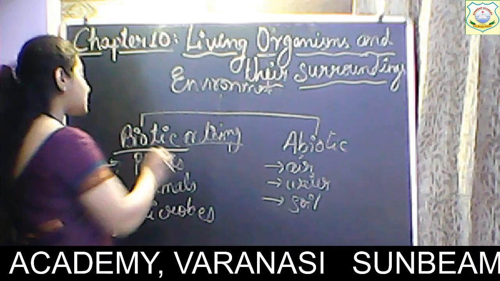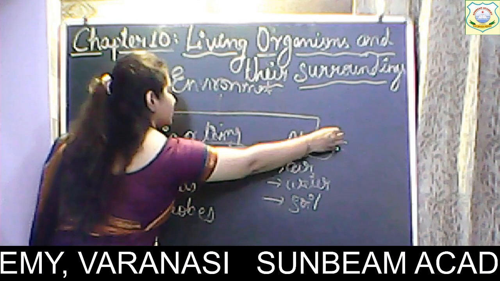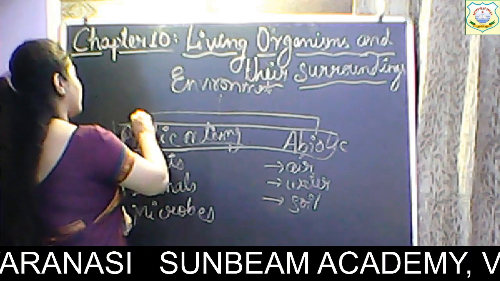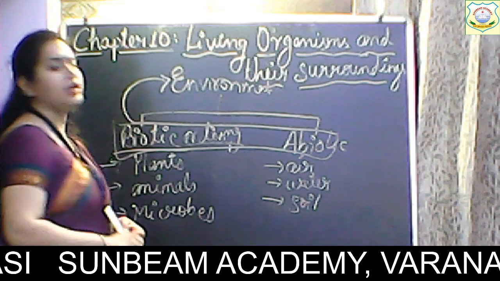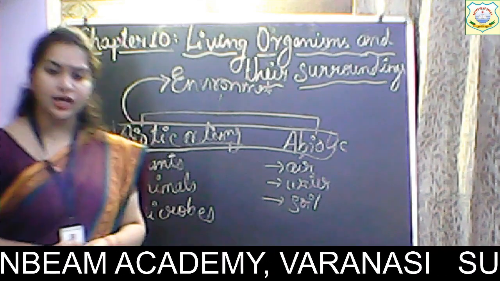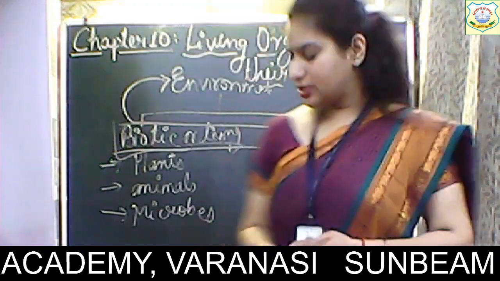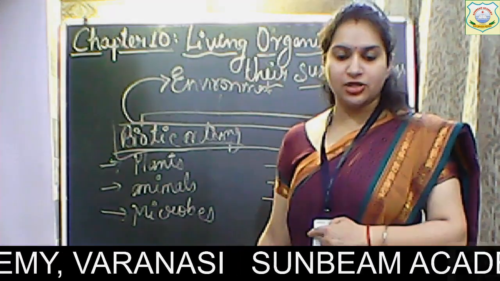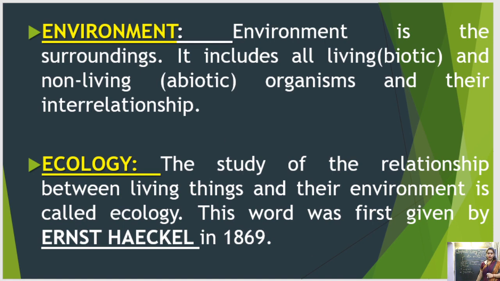So now this interrelationship between biotic and abiotic component is called environment. Okay, so let's see what is environment. So let's quickly see what is environment, children. Okay, so what is environment? Environment is the surrounding. It includes all living, that is biotic, and non-living, that is abiotic organisms and their interrelationship. So I hope this is clear.